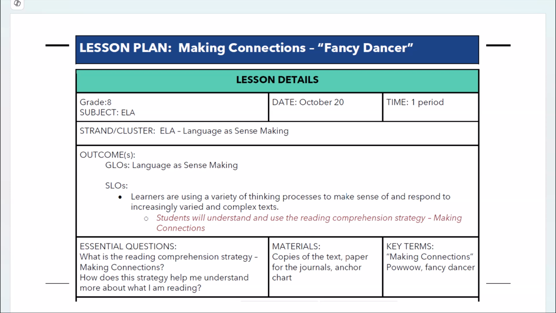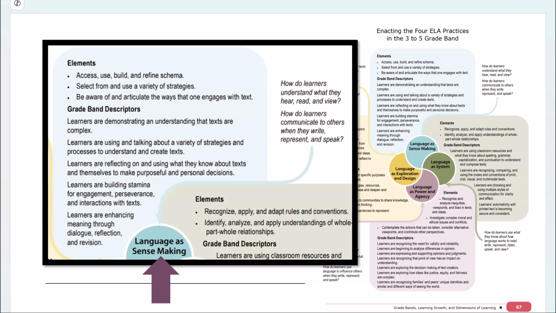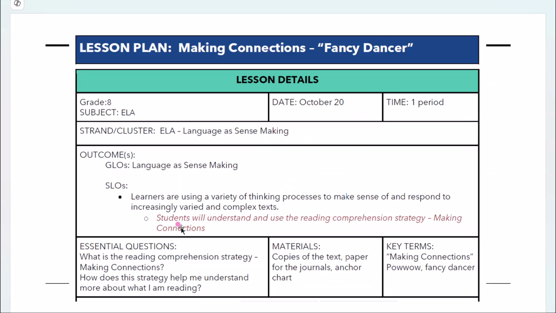Okay, so I am making this curriculum fit into GLOs and SLOs that aren't really there. So that's kind of the trick for me. If I were to only copy word for word from the curriculum, learners are using a variety of thinking processes to make sense of and respond to increasingly varied and complex texts.